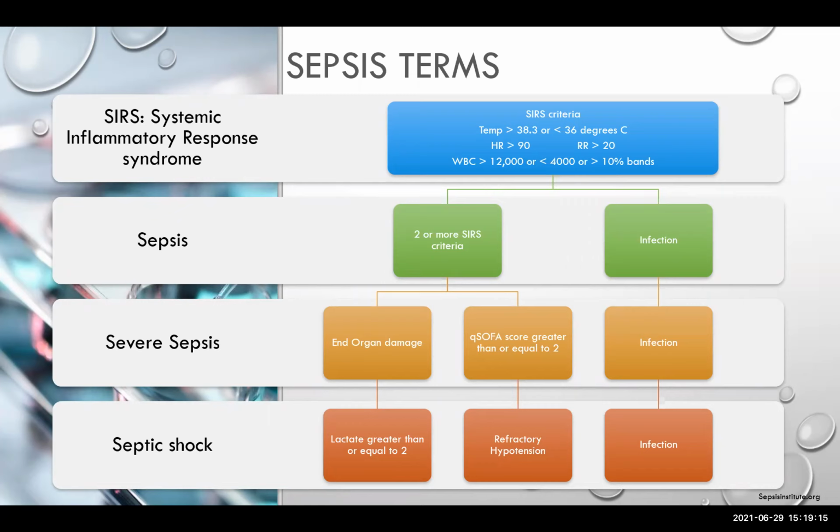Sepsis can progress into severe sepsis when you start to see signs of end organ damage. qSOFA scores can be used, and if you have a score greater than or equal to 2, you do have severe sepsis with that presence of either the suspected or the confirmed infection. Septic shock is determined when you have a lactate greater than or equal to 2, refractory hypotension, which isn't resulting from any fluid boluses, and that source of documented or suspected infection.